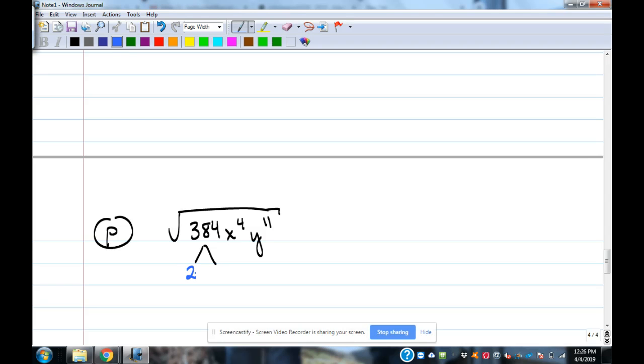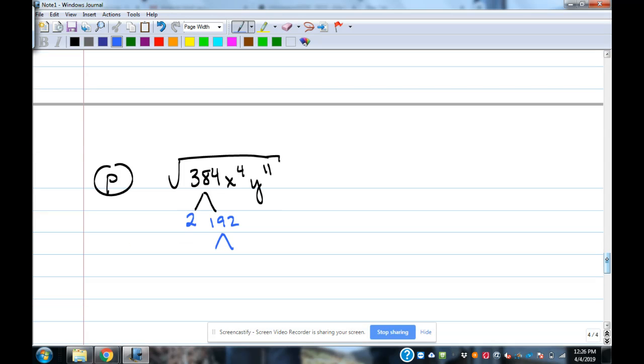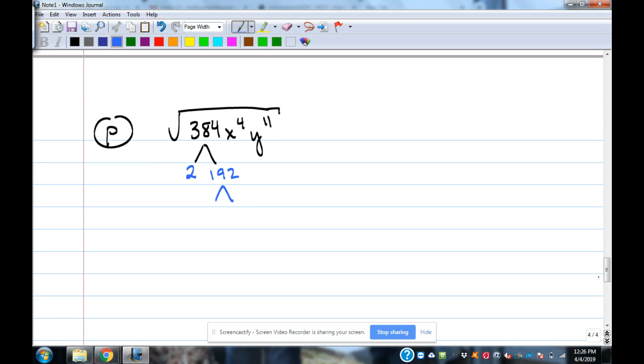So I'm going to use 2, and that'll go 1, 9, 2. 2 goes into 3 one time with the remainder of 1. 3 goes into 18 9 times, and 2 goes into 18 9 times, and 2 goes into 4 2 times. And then 192 we know is even as well, so I'm going to divide that by 2. That'd be 96.